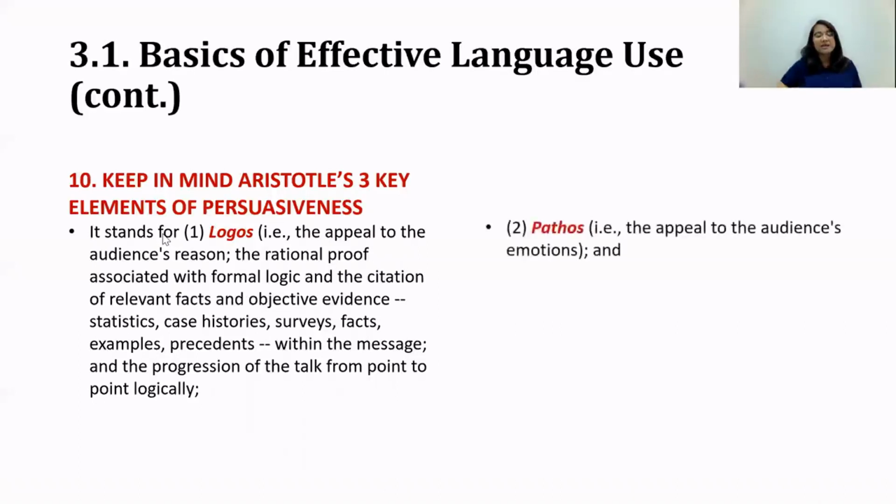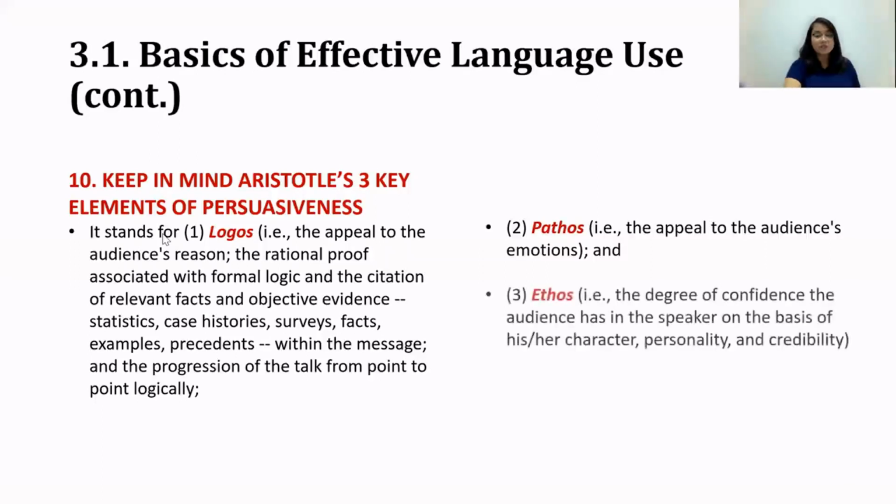The second key element is pathos. It is the appeal to the audience's emotions. Previously is the audience's reasons, now the audience's emotions. And the last one is ethos, the degree of confidence the audience has in the speaker on the basis of his or her character, personality, and credibility. So this is why it's important to show our confidence, show that we are a credible speaker, that we have a good, trustworthy personality, and a good character to believe in.